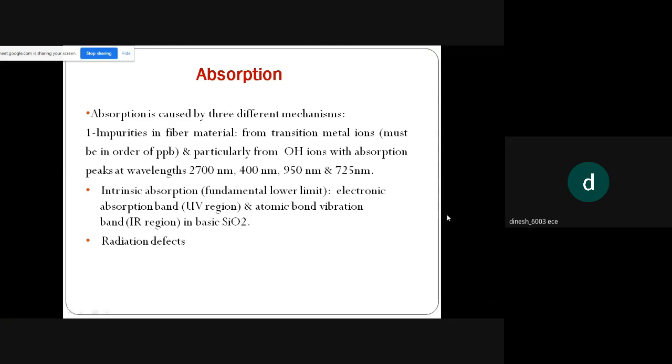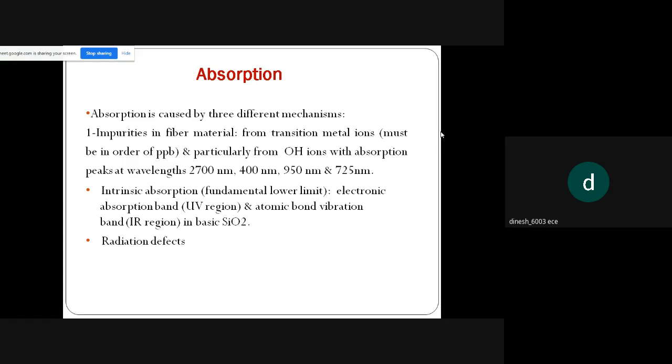One is that the fiber which was made would have impurities. When you are manufacturing or fabricating a fiber, you need to add some dopants in order to make the bonding of fibers. Adding impurities to the pure material is always done in semiconductors and in optical fiber manufacturing also.